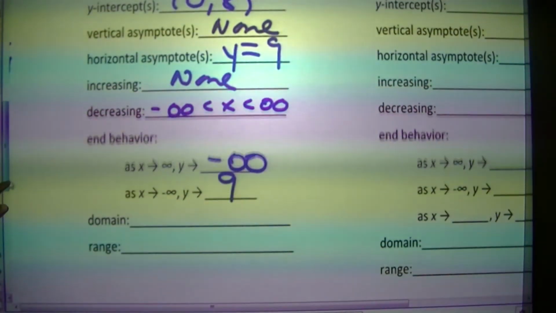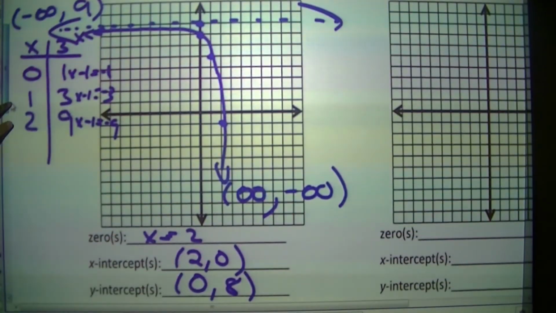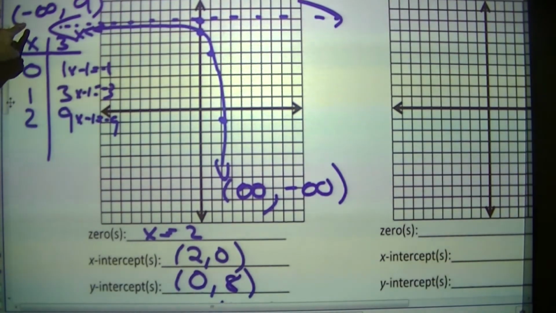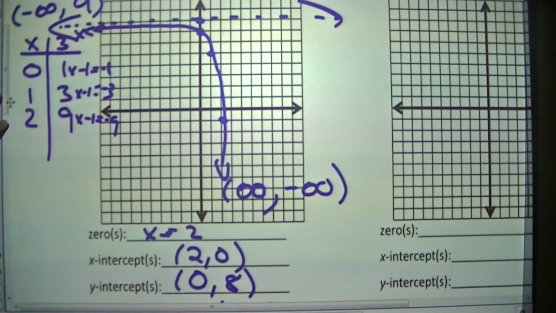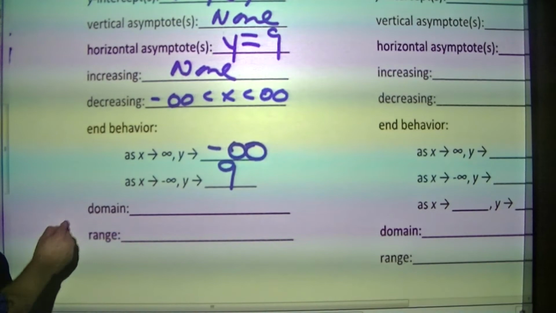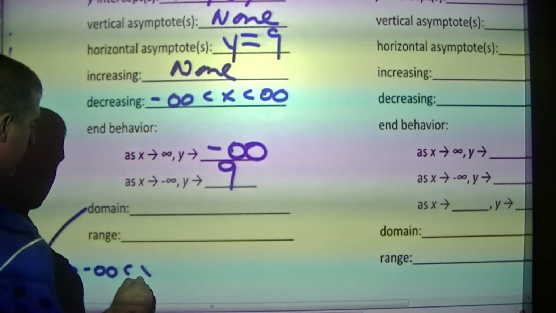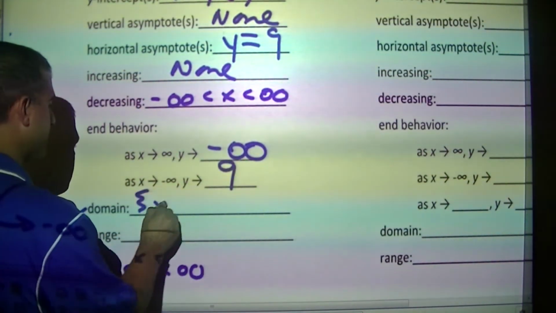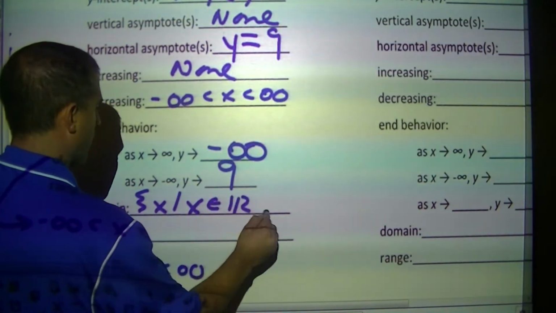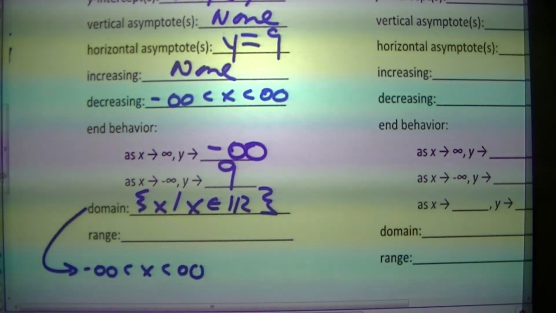The domain, once again: the smallest x value is -infinity and the biggest x value is positive infinity. So that makes the domain all real numbers.